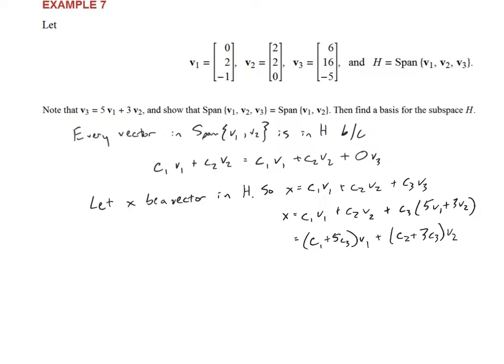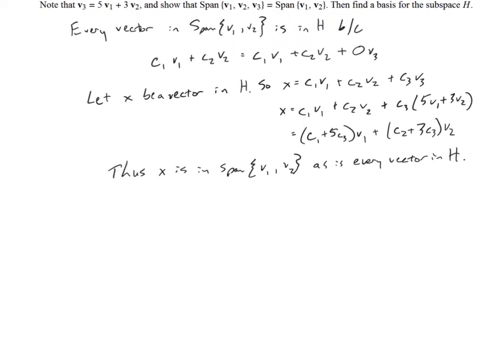So I'm going to say thus, x is in the span of just the two vectors. x is in the span of v1, v2, as is every vector in H. All right, so H and the span of v1, comma v2, they are the same set of vectors.